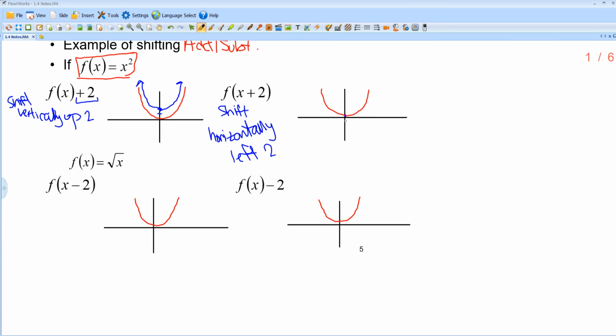So we'll just take that vertex again, go left 2, and draw our parabola. Again, up and down, that was outside of those parentheses. You weren't adding to x, you were adding to y. Left and right, you're adding directly to x, and it's usually always going to be in parentheses.